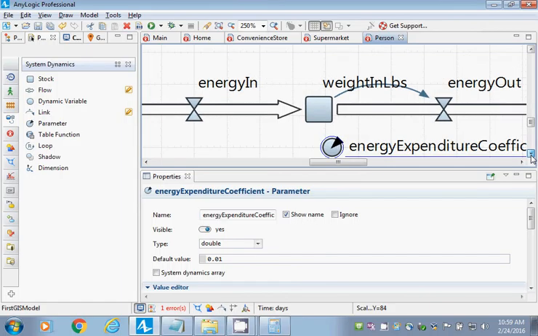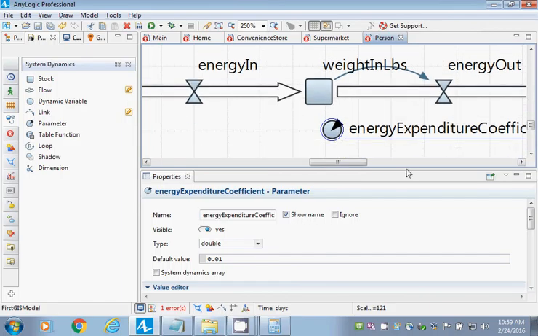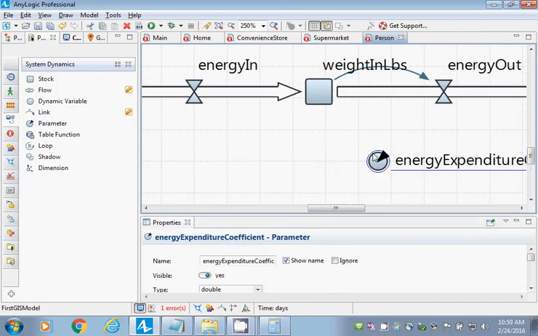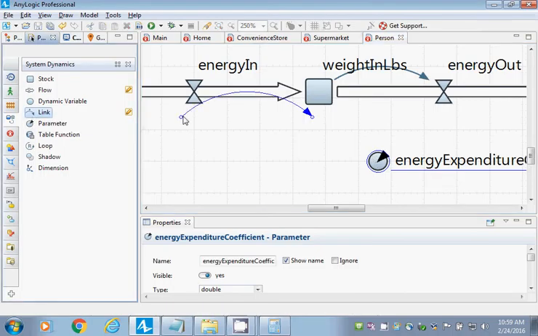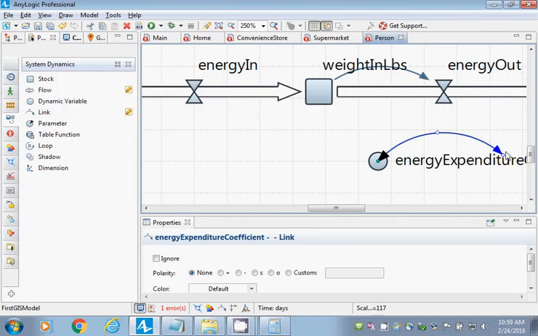So I'm going to put this up here on the board or on the screen. We're going to have energy expenditure coefficient, and we're going to link that up, ladies and gentlemen, to energy out here. Okay? Boom, like that. Are we okay with that? People okay with that? Okay.